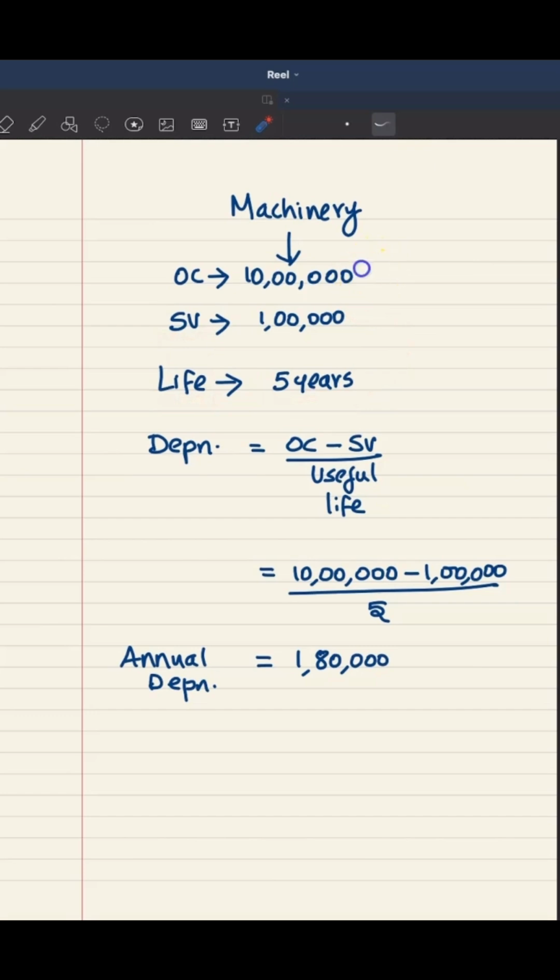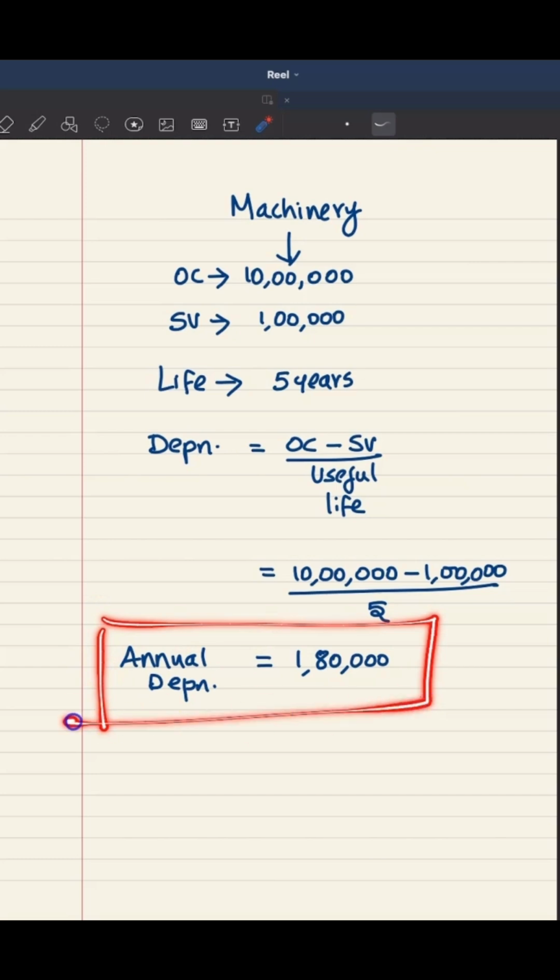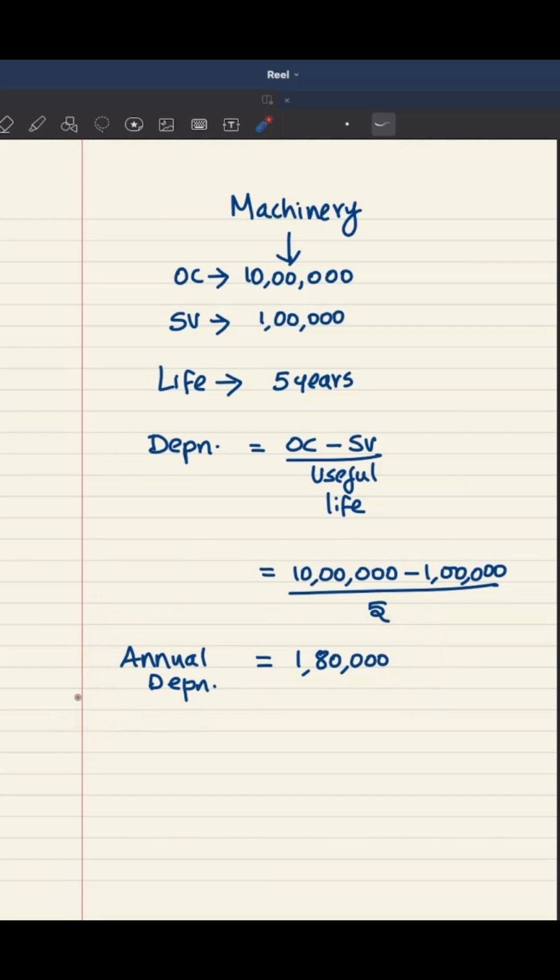So this asset can be depreciated over a period of 5 years using the straight line method formula. We can calculate depreciation as per straight line method, which is original cost minus salvage value divided by useful life. So 10 lakhs minus 1 lakh divided by 5, and that gives you annual depreciation as 1,80,000. This means every year this 1,80,000 will be charged as expense in the name of depreciation, and it will be taken to the statement of profit and loss, and that will reduce the profit of the business, and this charge will reduce the value of this machinery every year.